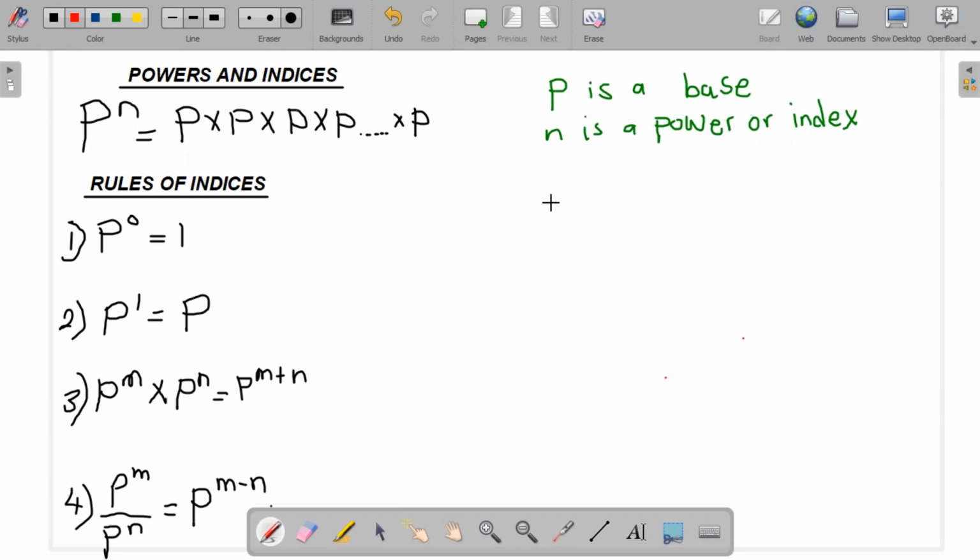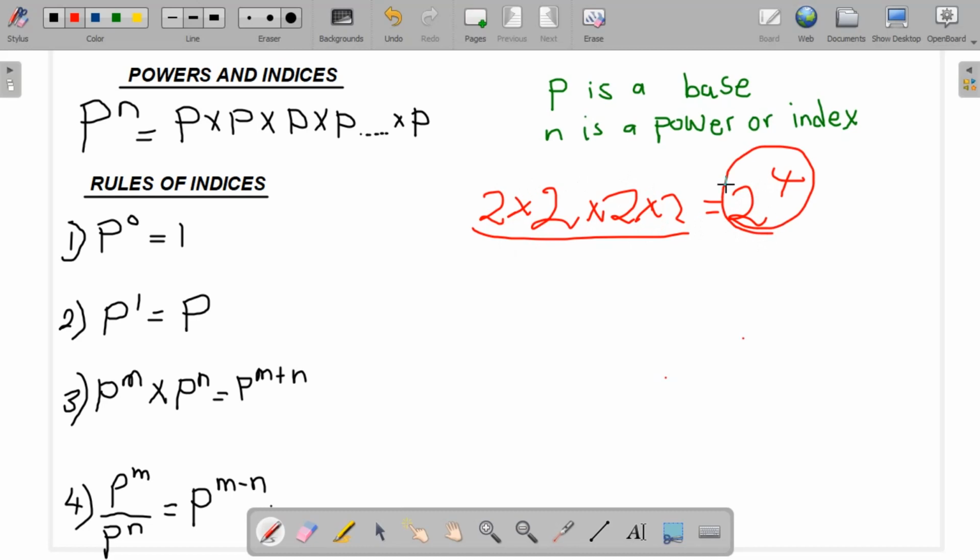For example, if you have a number multiplying itself, 2 times 2 times 2 times 2, you can write it as 2 to the power 4. Why write 2 to the power 4? Because this 2 has repeated itself 4 times, so it has been multiplied by itself 4 times. To reduce this, you say 2 to the power 4.